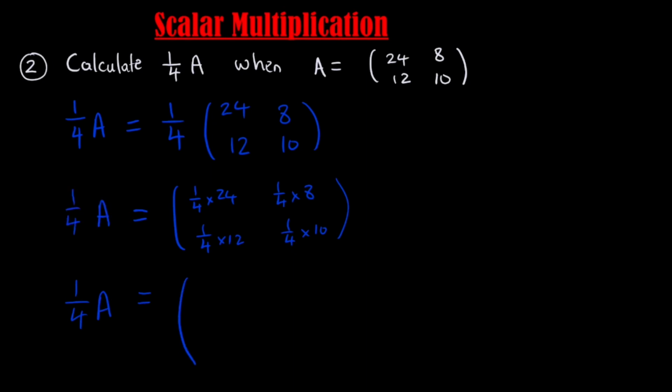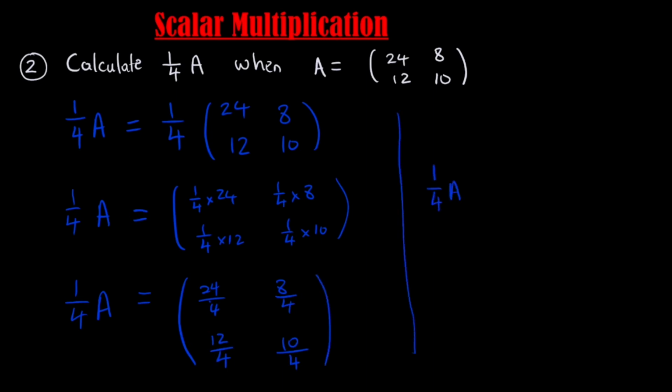So let's go ahead and write that as one fraction. So a quarter times 24 will give us 24 over 4. That will be 12 over 4, 8 over 4, and 10 over 4. And we can simplify these fractions.